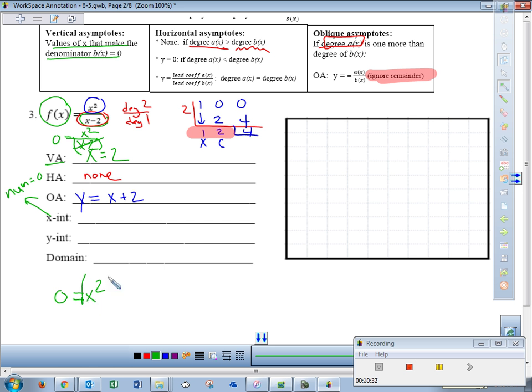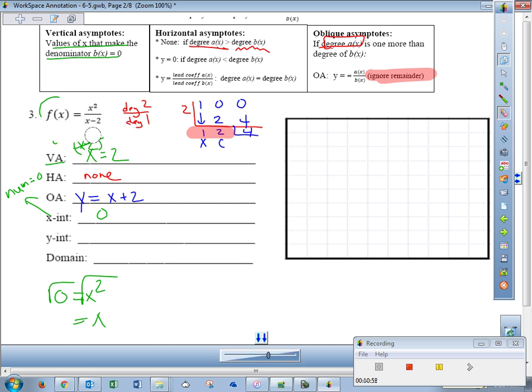Square root both sides. Square root of 0 is plus or minus 0, right? Which we just call 0. 0 is an x-intercept. To find the x-intercept, you let y equal 0. So how do you find the y-intercept? Let x equal 0. So let me get rid of this. To find the y-intercept, you let x equal 0.